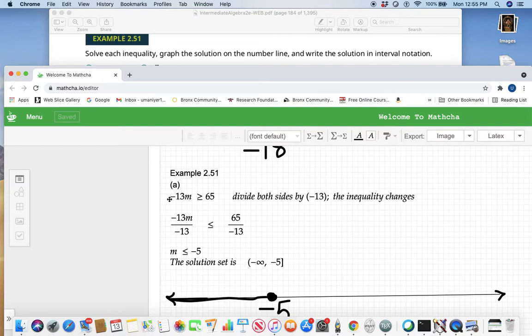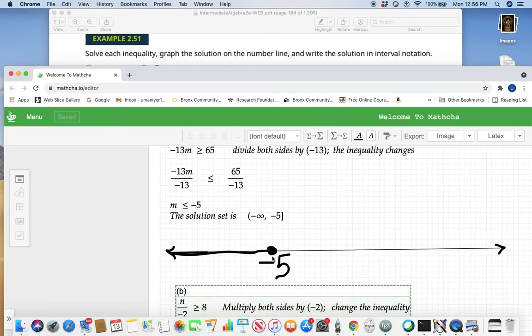At this point, we want to divide by a negative number, negative 13. The moment you multiply or divide by a negative number, the inequality changes. So notice I'm dividing by negative 13 on both sides. The inequality changes to less or equals. Cancelling the negative 13s, you get m less or equals negative 5.